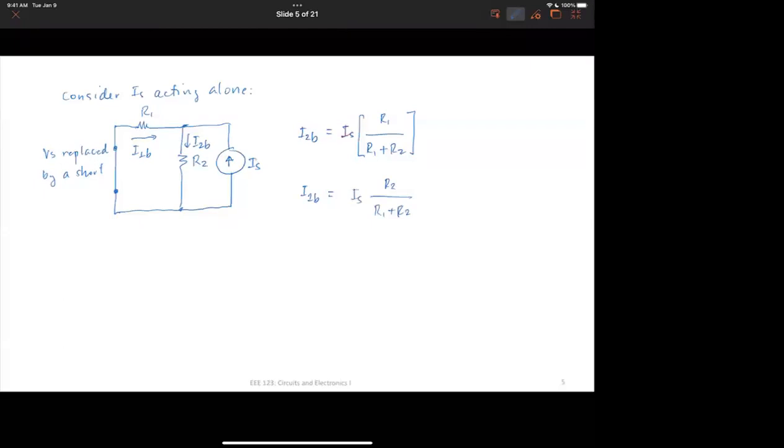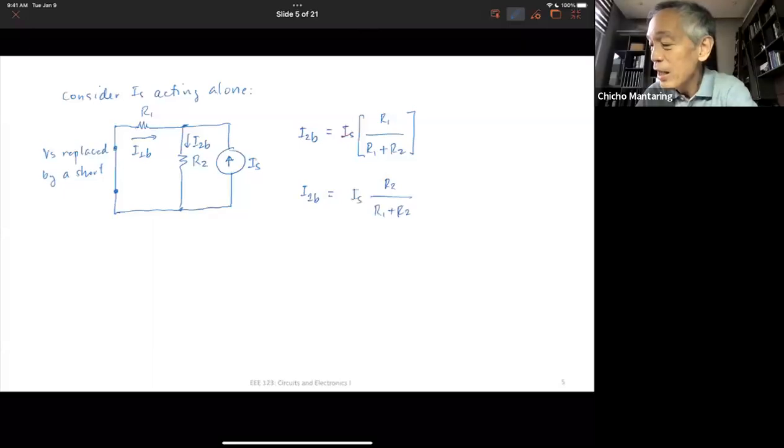Do you see? Should it be negative? Yeah, it should be negative, no? Because if you follow the current division principle, if this is the current flowing into this node, then it should flow down to R2 and flow right to left to R1. But since our reference direction is left to right, then this should now be negative. Again, you have to be very careful of things like that.